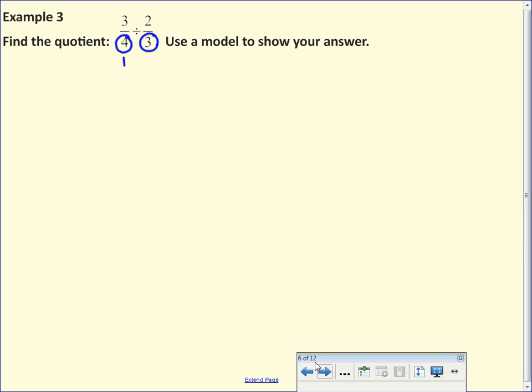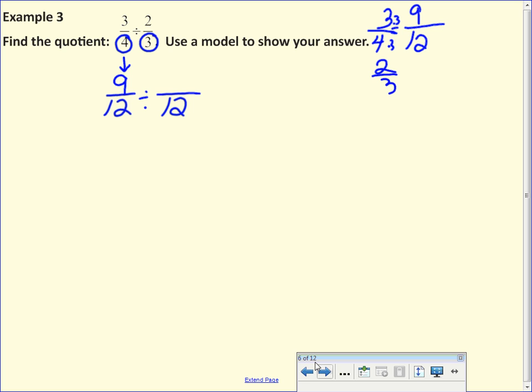So what's an equivalent fraction for 3/4 that has a denominator of 12? I like writing them this way. So times 3 would be 9. So that would be 9/12. 2/3 is how many 12s? Times 4, times 4, 8. So now my new equation, which has the same value, is 9/12 divided by 8/12.